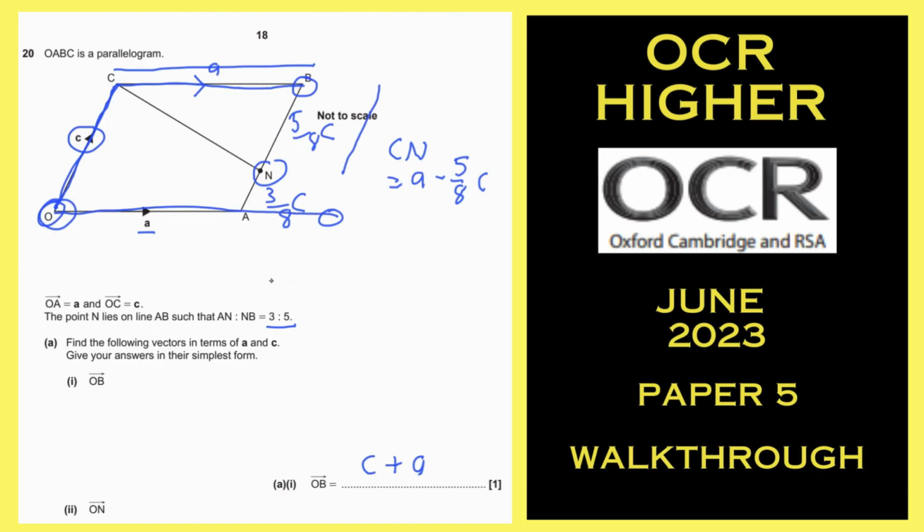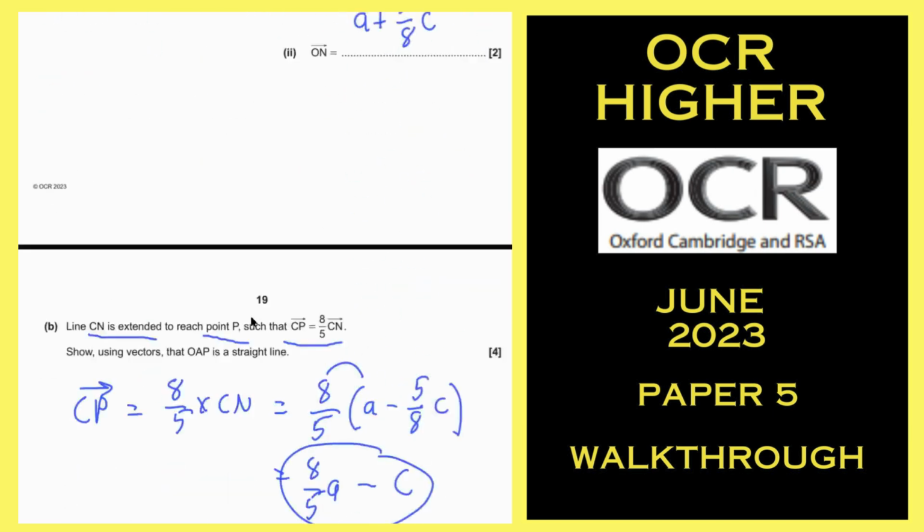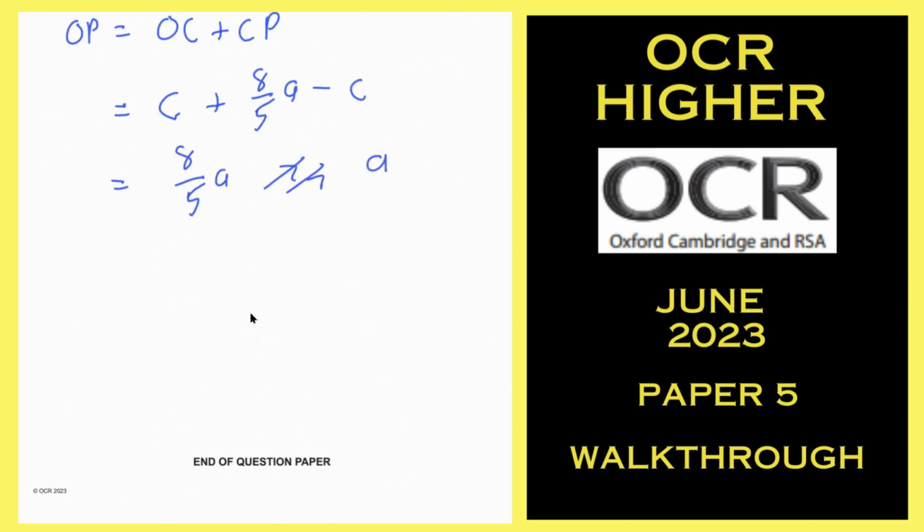Alright, it's 8/5 of A, it's a multiple of A. If it's a multiple, it's parallel to, and it started in the same place. So wrap it up in your own words. I simply went on my model answers. OP is a multiple of OA, hence a straight line. And there we go, tough little vectors to end the paper.